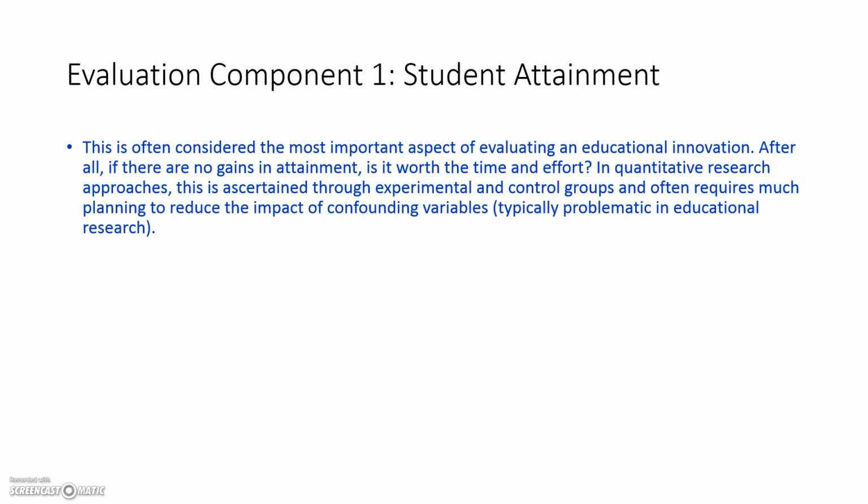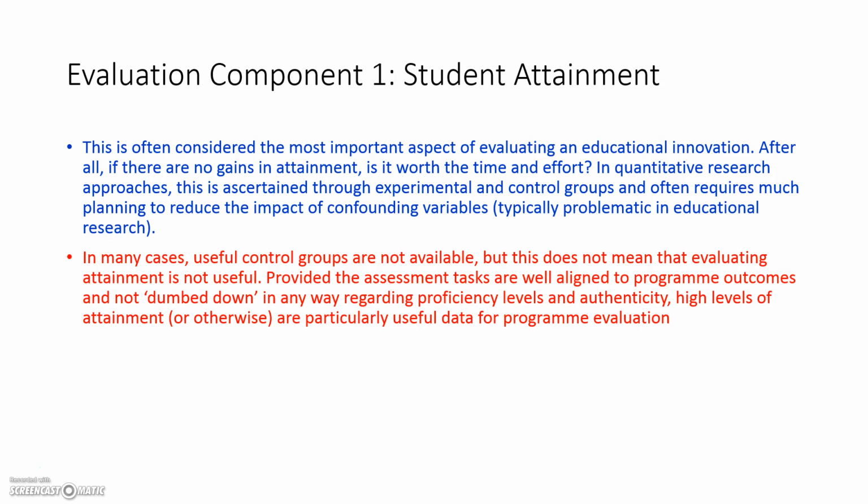Certainly, a key area is student attainment. We want to know if the students are learning better. However, to do this in the best way in terms of traditional experimental design, we need experimental control groups, and to reduce the impact of confounding variables. And that's very problematic in educational research often. However, if we can't do that, then we can still focus very much on how our students are performing on the programme outcomes. And if we do this properly, that's pretty useful information to obtain.